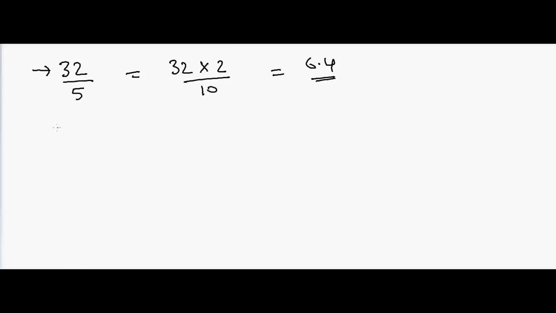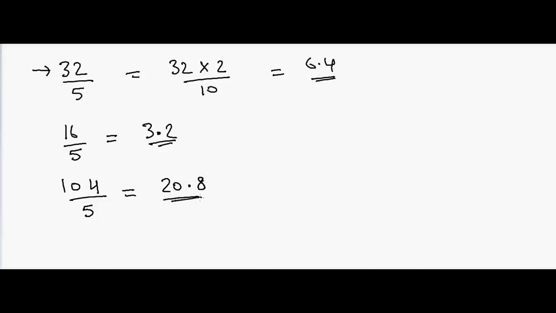Another example: suppose I have 16 and I want to divide by 5. The answer is 2 times 16 is 32, and then put a decimal here, so that's your answer. Again, if I have 104 to divide by 5, what would be the answer? 2 times 104 is 208, then a decimal here, that's your answer.